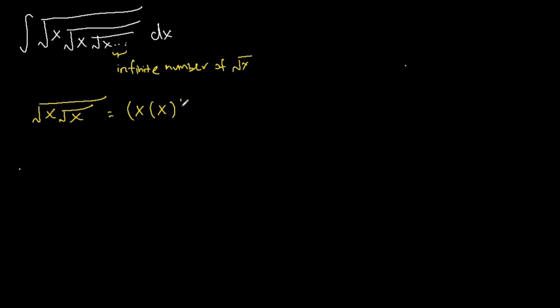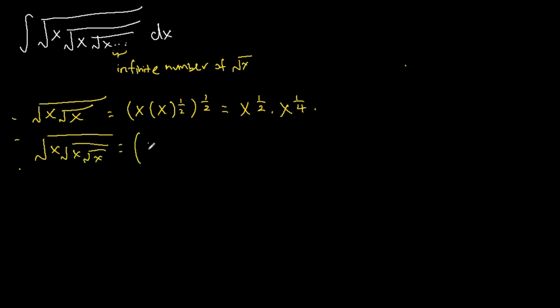x to the power of half, and then to the power of half, which is equivalent to x to the power of half times x to the power of 1/4. Okay, so let's say we have three square roots of x. So this is equivalent to x, open bracket x close bracket to the power of half to the power of half to the power of half, which is equivalent to x to the power of half times x to the power of 1/4 times x to the power of 1/8.